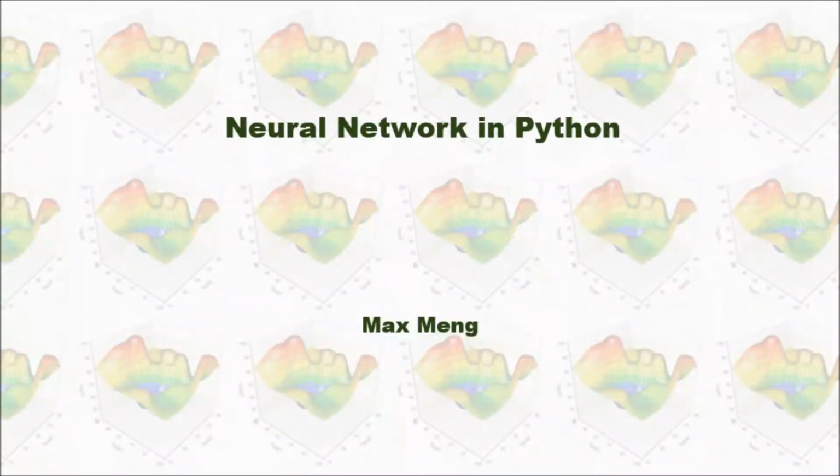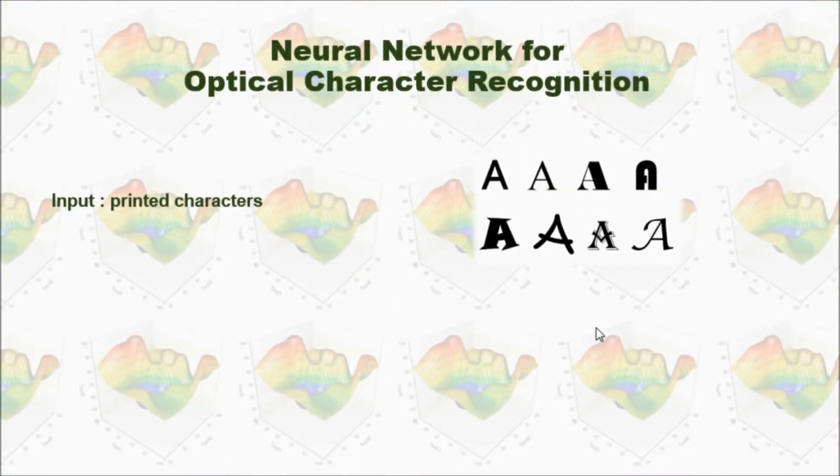This time, I'm going to talk about neural network in Python. Neural network can be used in many fields. For example, we can build a neural network system for optical character recognition.